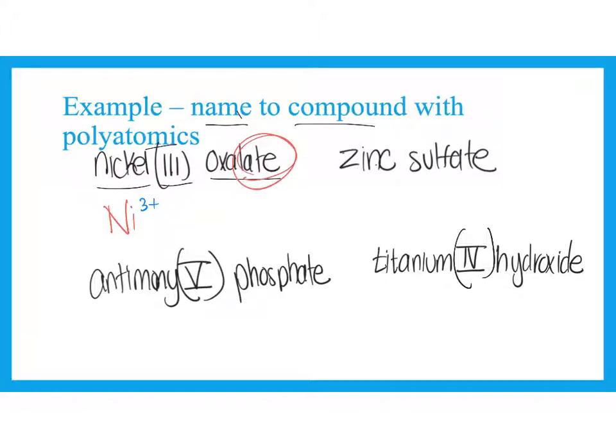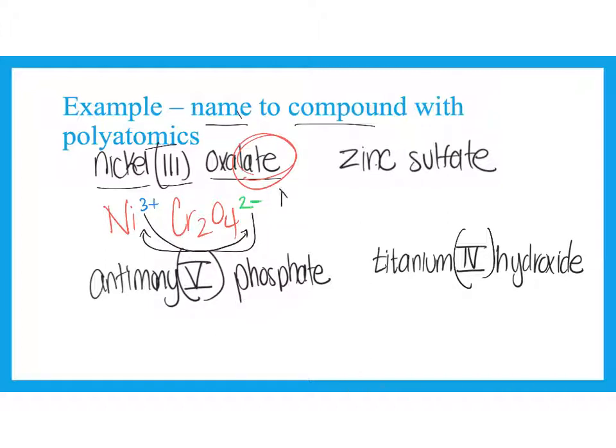Oxalate, again, I'm going to find, noticing that it ends in ATE, so that's one of the ones I'm going to have to find on the polyatomic chart. It is Cr2O4, and I'm going to see that its charge is 2 negative. So again, these numbers are just going to switch places, right? The 3 is going to go down here, and the 2 is going to go over here.